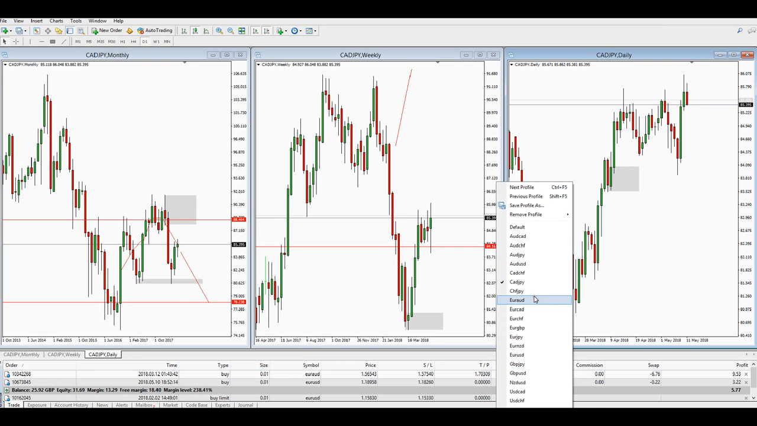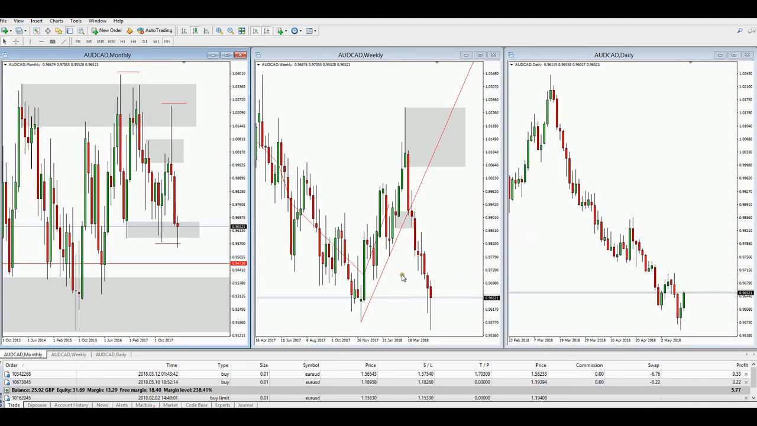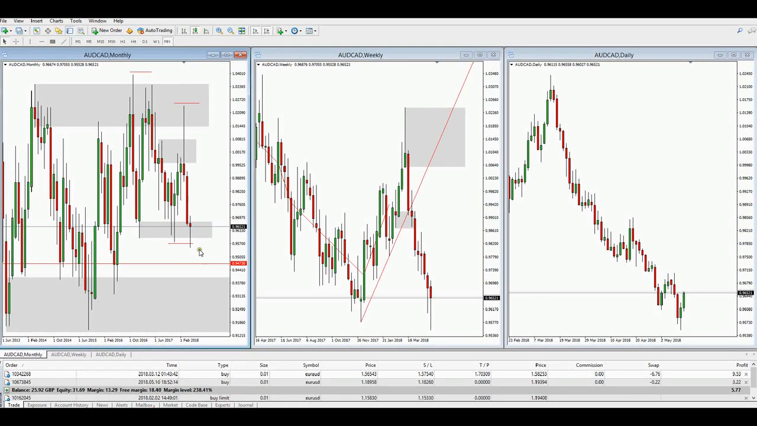So basically in my head I've got the CAD could be getting weak, so I'm trying to find some confluence when I'm looking through some of these cross pairs. So when I look at the Aussie CAD, for example, I know the CAD could still get weak. So if the CAD gets weaker, I mean at the moment the Aussie's getting weaker, the Aussie could get stronger. So if the CAD does start to get weak, the Aussie here against the CAD may well start to rally. It may drop a little bit more and then rally.